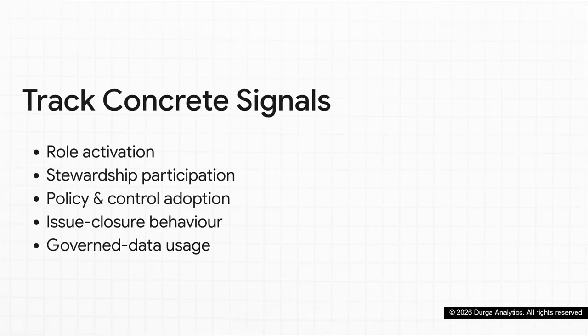Role activation, meaning what share of your named data owners are actually logging into the system. Stewardship participation, are they actively curating their data? Policy and control adoption, how much of your in-scope data is actually sitting under control? Issue closure behavior, when data issues are flagged, are they actually being closed and how fast? And finally, governed data usage. Are your consumers actually pulling governed datasets from the catalog, or are they sneaking around using shadow copies?